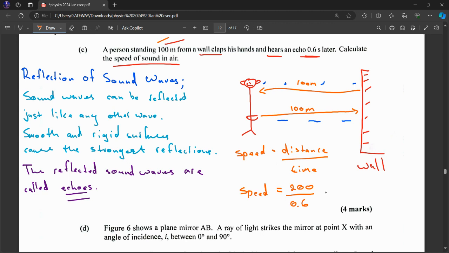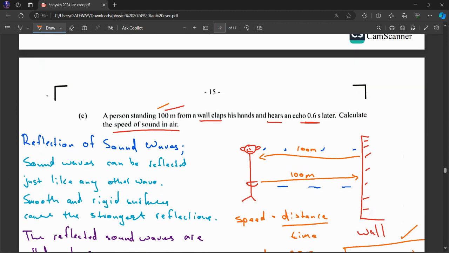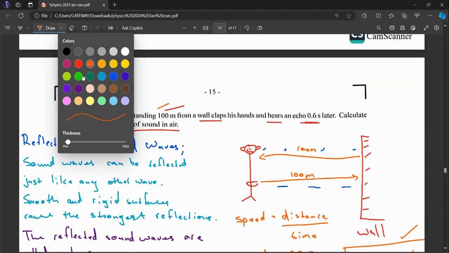So that asks us to calculate the speed. So the speed is equal to 200 divided by 0.6. And this will be measured in meters, this will be measured in seconds. You will get 333.33 meters per second. Right, so this would be the speed. This is your answer here. I just put the diagram there for you to understand it.